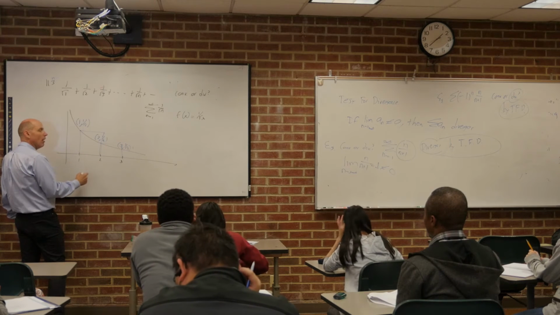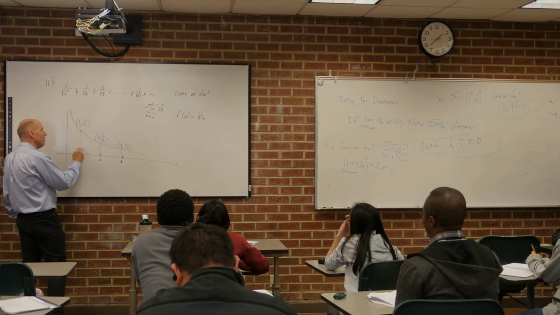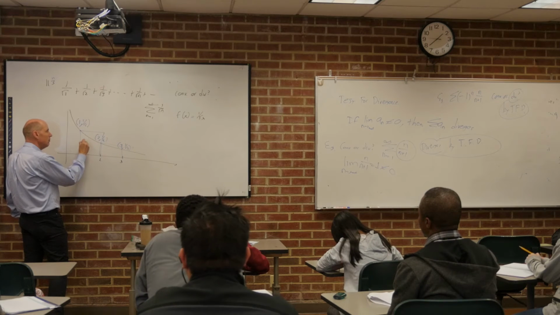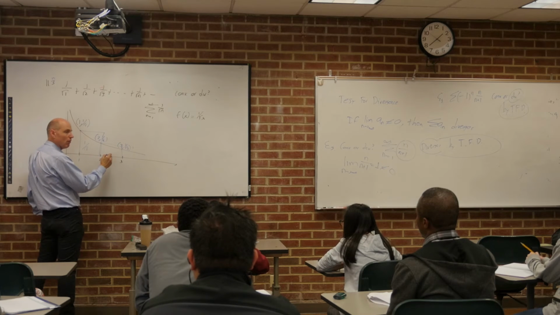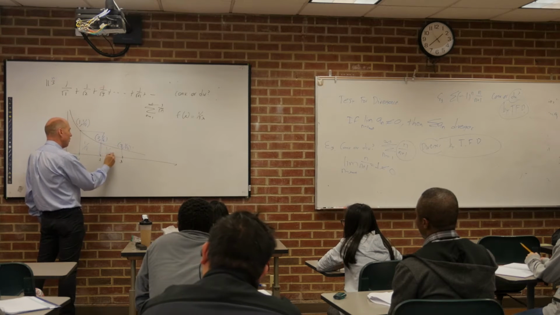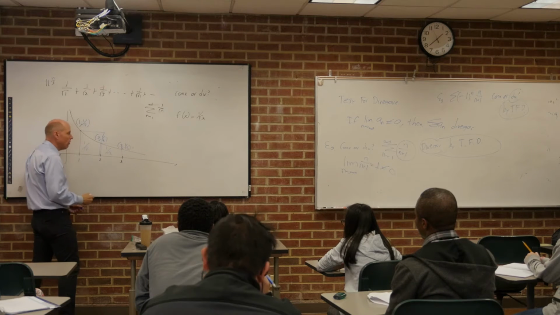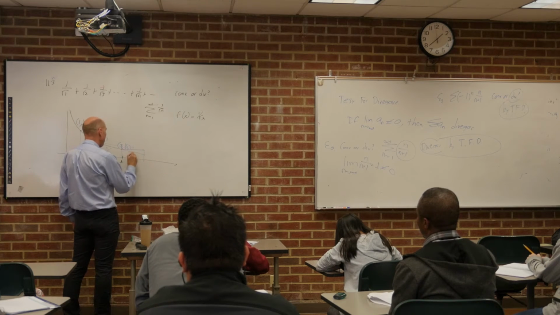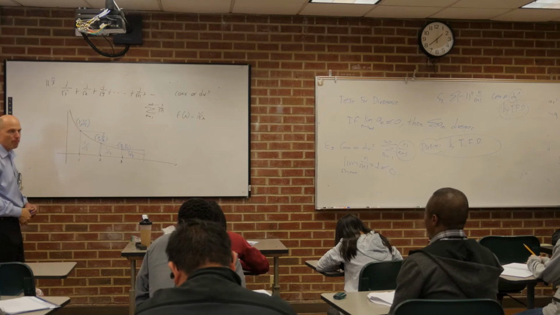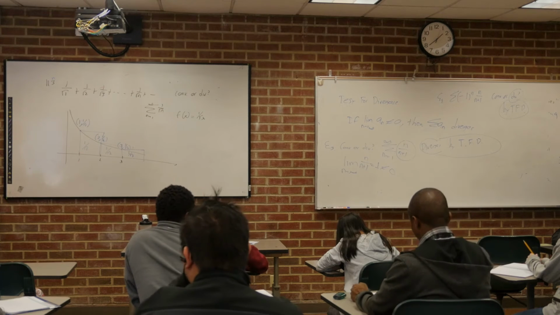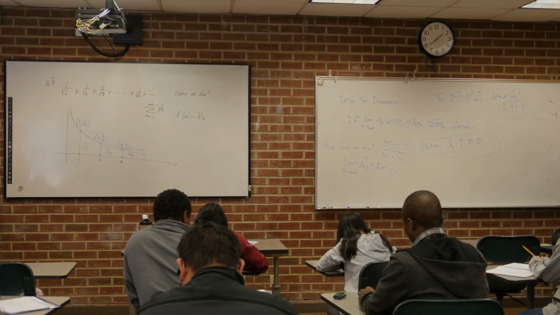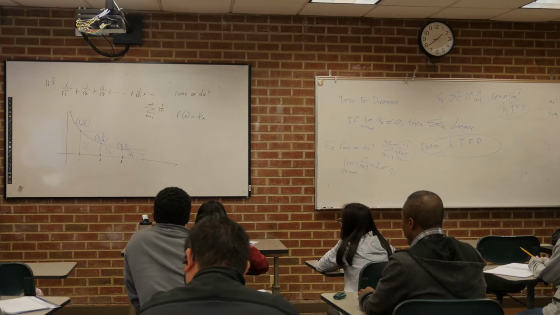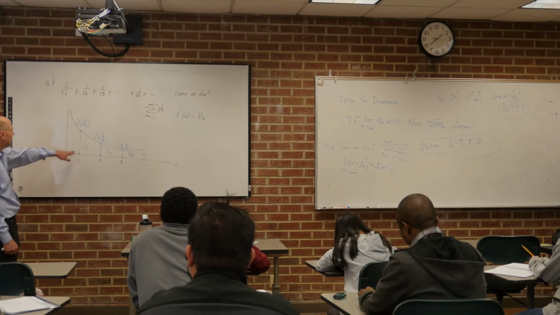So what's the area of this first box? Base times height. 1 over square root of 1. The area of the second box: the base is 1, the height is 1 over square root of 2. That third box is 1 over square root of 3. And this picture should remind you of something that we did in chapter 7, specifically 7.7. Remember we were doing the approximation rules? We had the trapezoid rule and Simpson's rule. Which rule are we doing here?